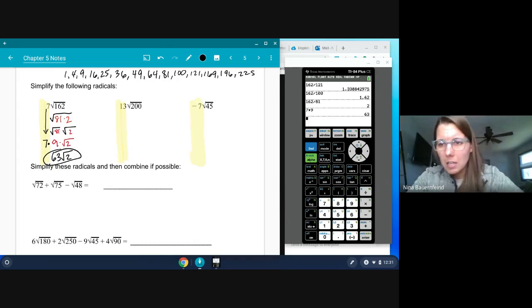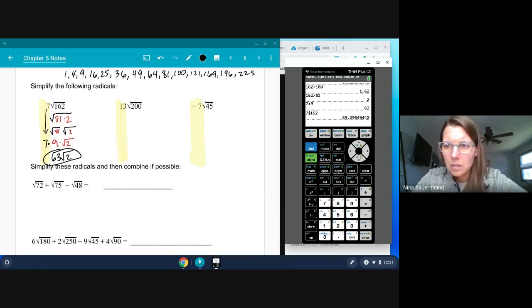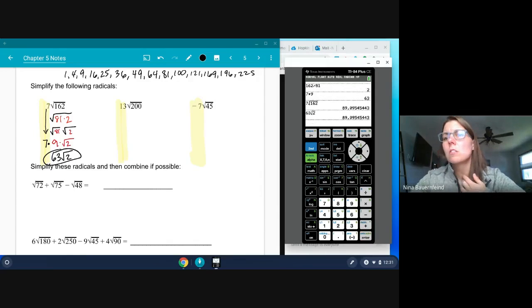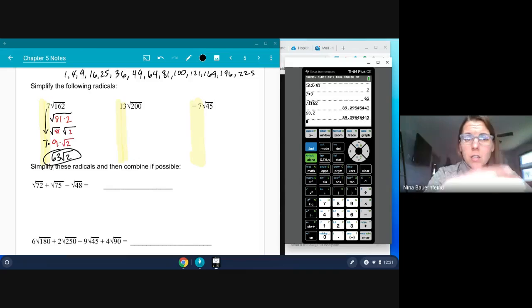So the point here is if we do 7 square root 162, what? And hit enter. And then if we do 63 square root 2, notice we get the same thing. So you can always check if you're right. Whatever you think your answer is, type in this first one and then type in your answer and you'll know if you're right or not. Okay. All right. Next one, square root of 200.